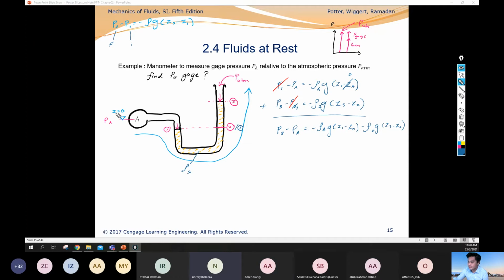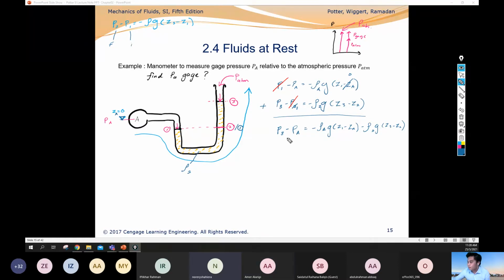Okay, can you see this is ZA? At point A, we set first our datum, our reference value. This is our reference. Got it? When we set our reference, it is 0 already. Okay?